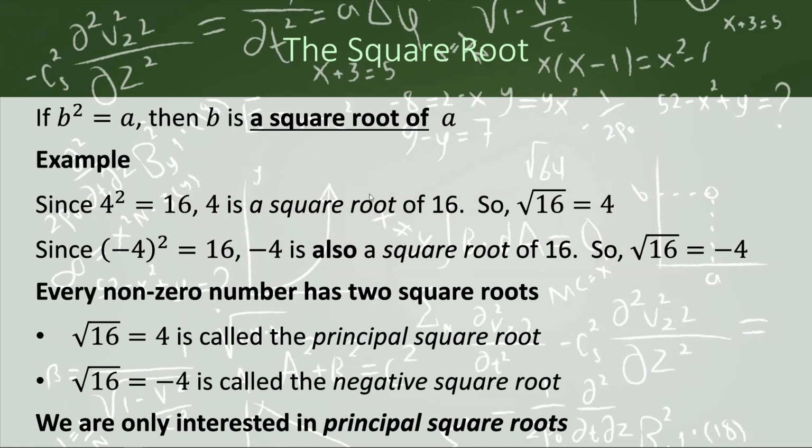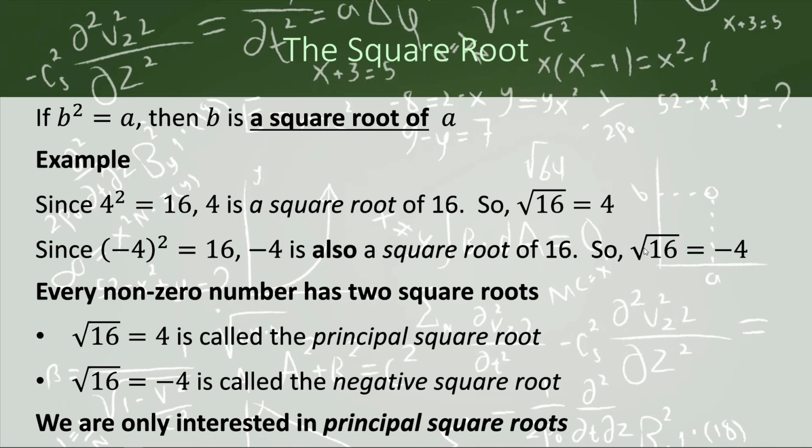So what the heck is a square root? Well, if a number b when squared is equal to a, then we say that b is a square root of a. For example, if we take 4 and square it, we know that we get 16. As a consequence, 4 is a square root of 16. So we write this in mathematical notation: the square root of 16 is equal to 4. Similarly, if I took -4 and squared it, I would still get 16. So it turns out that -4 is also a square root of 16.